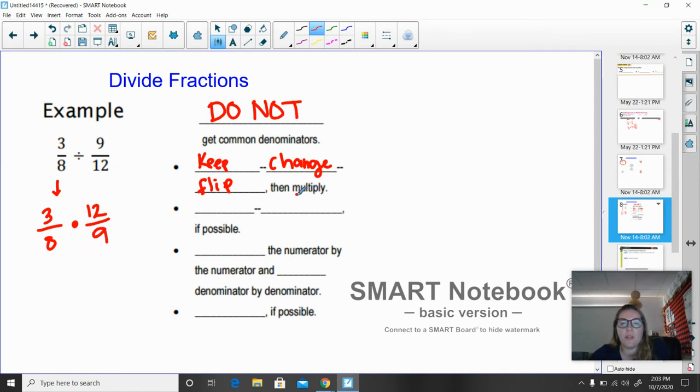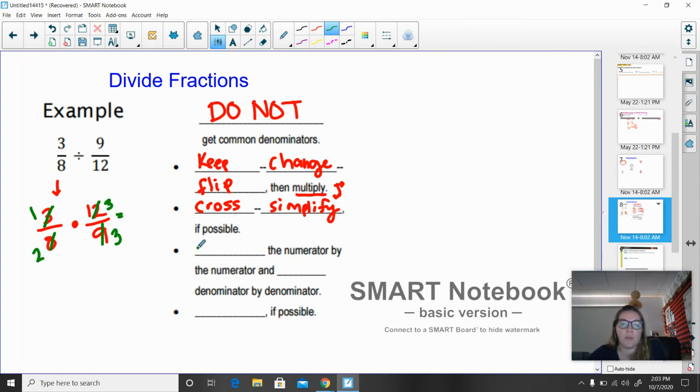Then when it says multiply here, remember that this means that we have to cross simplify first. Okay, so if we can, we cross simplify before we can actually multiply, and we can cross simplify here. So remember, 3 and 9, my greatest common factor is 3. So 3 divided by 3 is 1. 9 divided by 3 is 3. And then 8 and 12, my GCF is 4. So 8 divided by 4 is 2. 12 divided by 4 is 3.